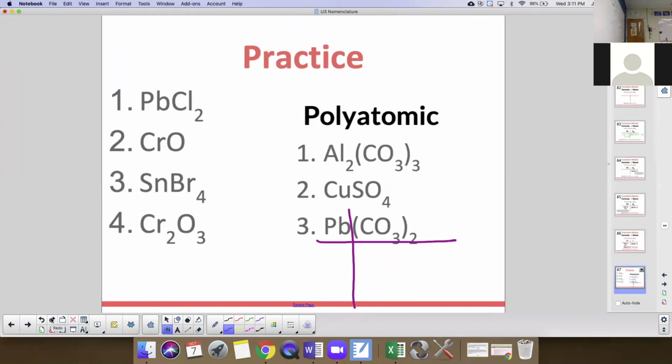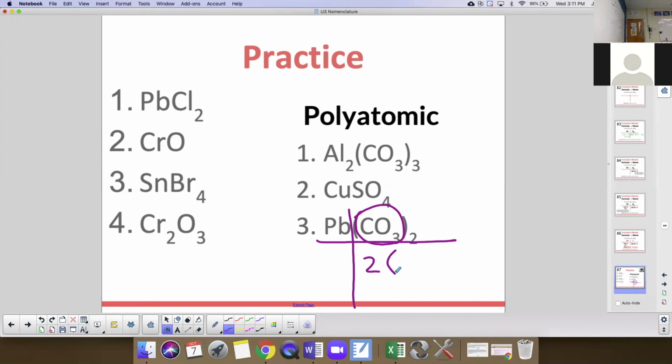Start with lead carbonate. How many carbonates do I have? 2. All right, because this right here is my package, and I'm looking at how many packages I have. Inside the package I have 1 cookie and 3 Oreos, and I have 2 baggies of snacks. That's a great package, right? So there we go. All right. Look on your polyatomic list.